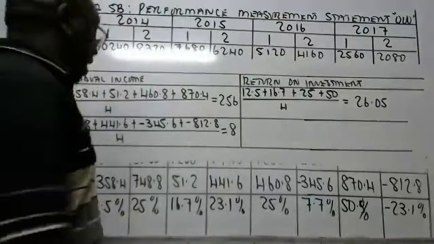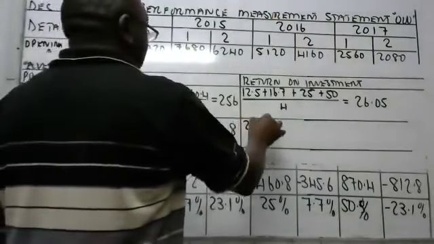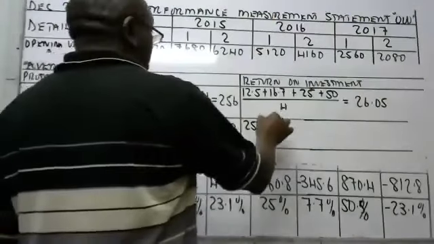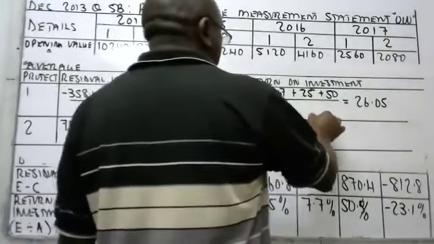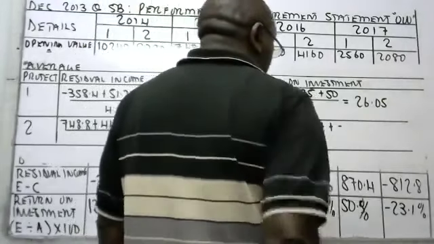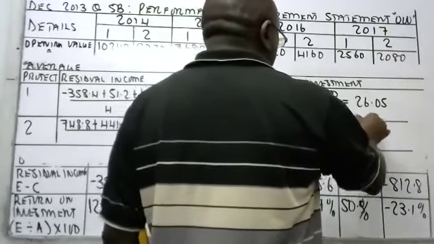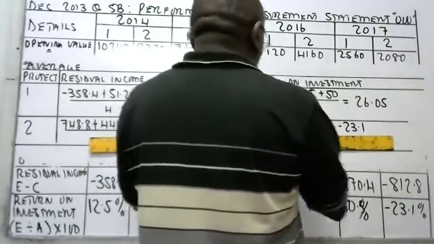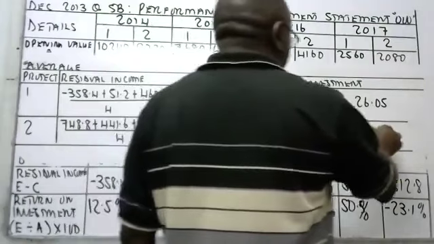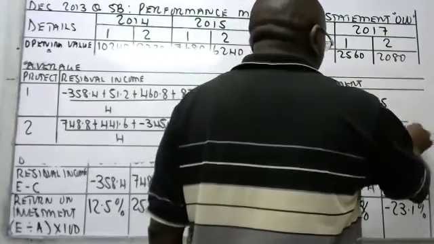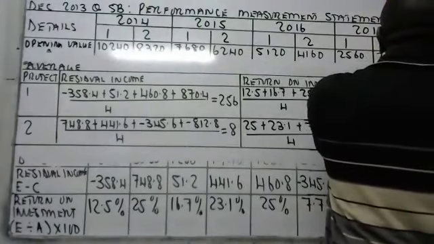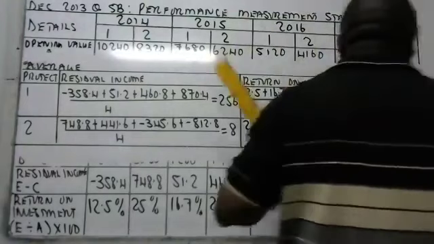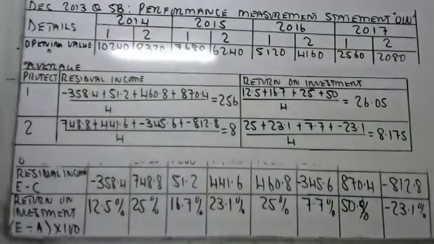We do the same with the other one, that is 25 plus 23.1 plus 7.7 plus minus 23.1. You get 8.175.